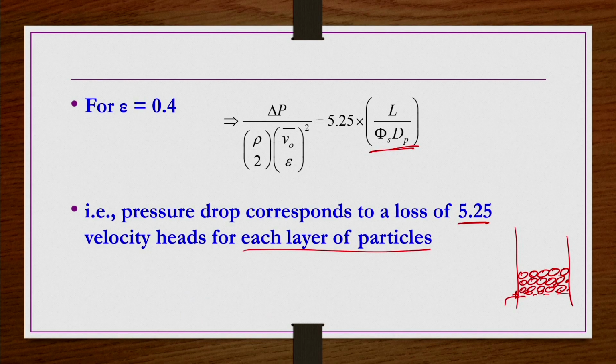So each layer is going to offer, let us say this is one layer, this is the second layer, let us say the third layer if I write. Each layer of particles, per whatever packed bed height has been taken, is offering 5.25 times the velocity head of a pressure drop, right. That is what it means: the pressure drop corresponds to a loss of 5.25 velocity heads for each layer of particles.